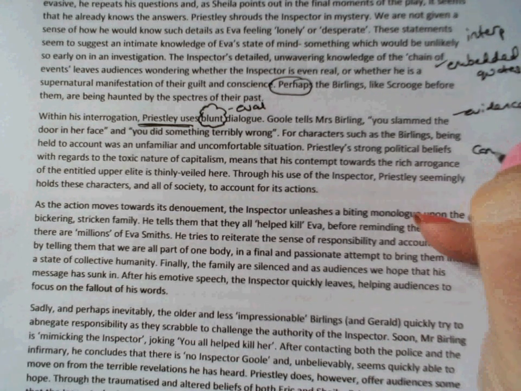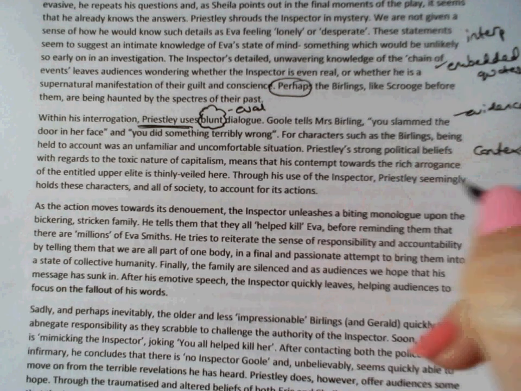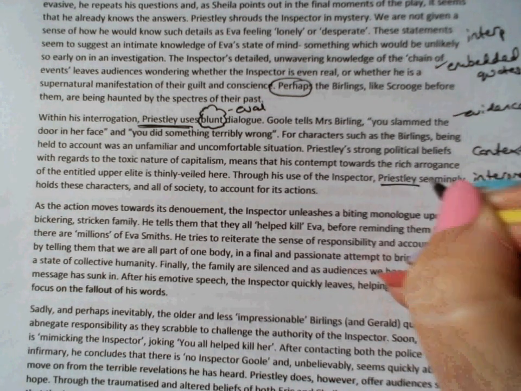Look, Priestley's strong political beliefs with regards to the toxic nature of capitalism means his contempt towards the rich arrogance is thinly veiled here. Through his use of the inspector, Priestley seemingly holds these characters and all of society to account for its actions. So again, there's more interpretation here around Priestley and his purpose.